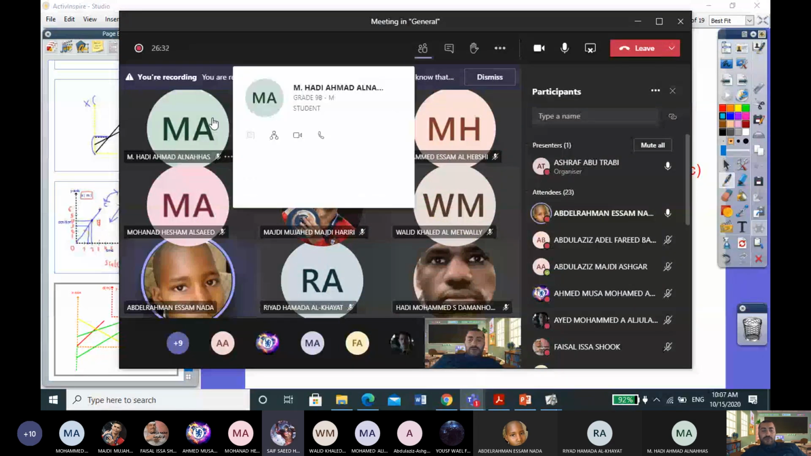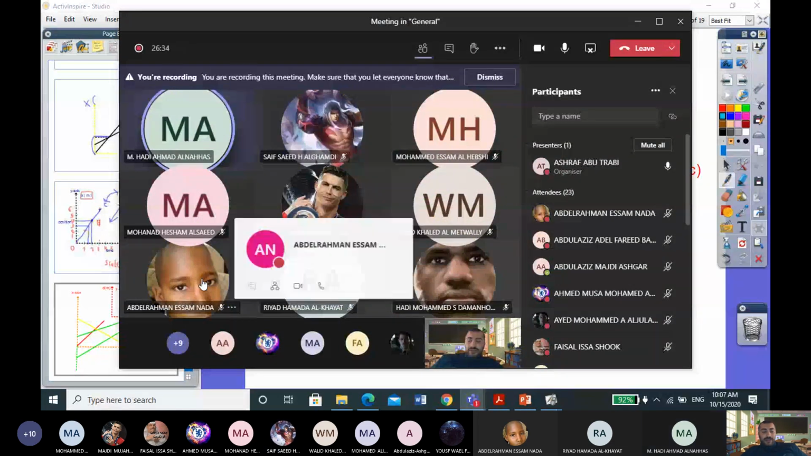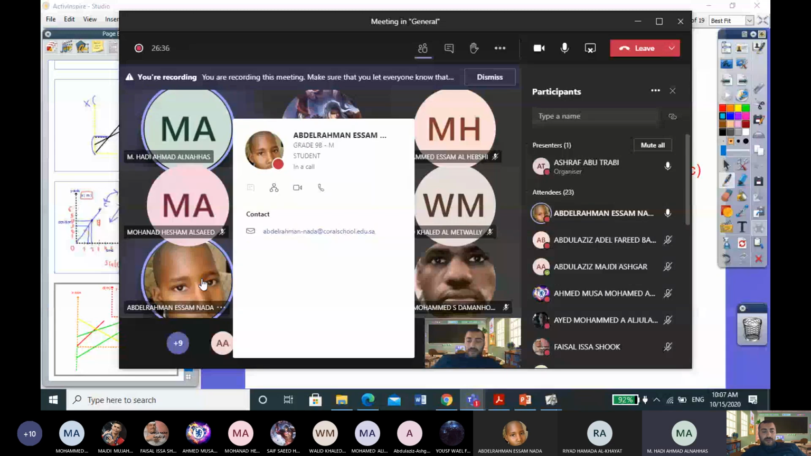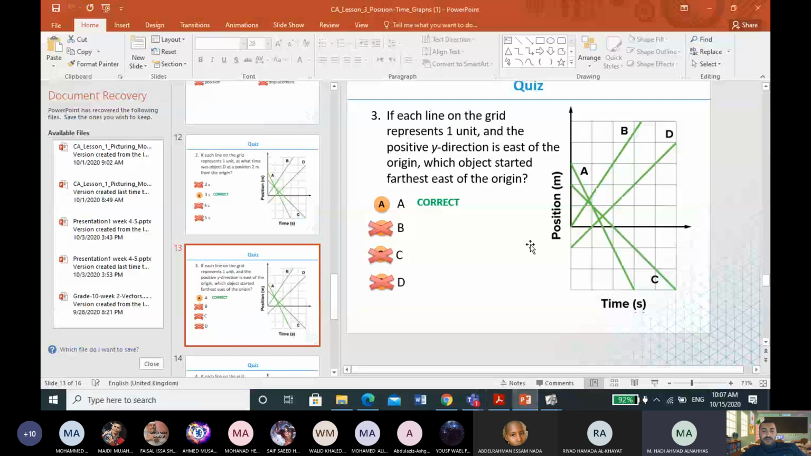Abdurrahman, you got it? Yes, mister. I have a better way. What is the better way? Tell me. So we can count. Let's say D. We can count how many boxes or units it moves. See, let's take the D. 1, 2, 3, 4, 5.